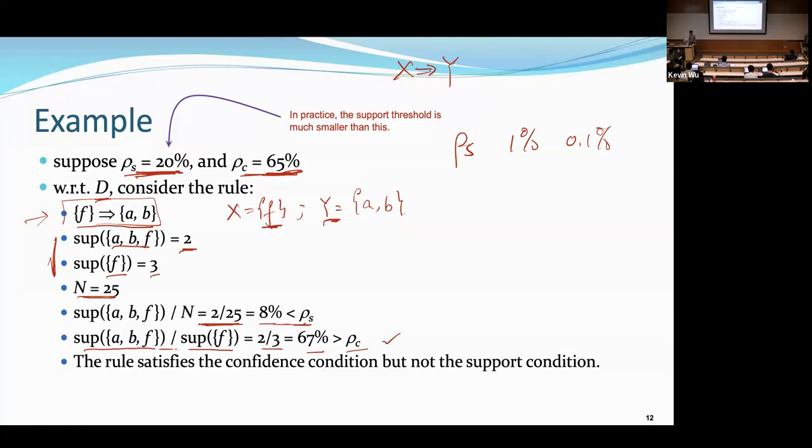As another remark, in this toy example, I set the confidence threshold to be 65%. This is usually too low.